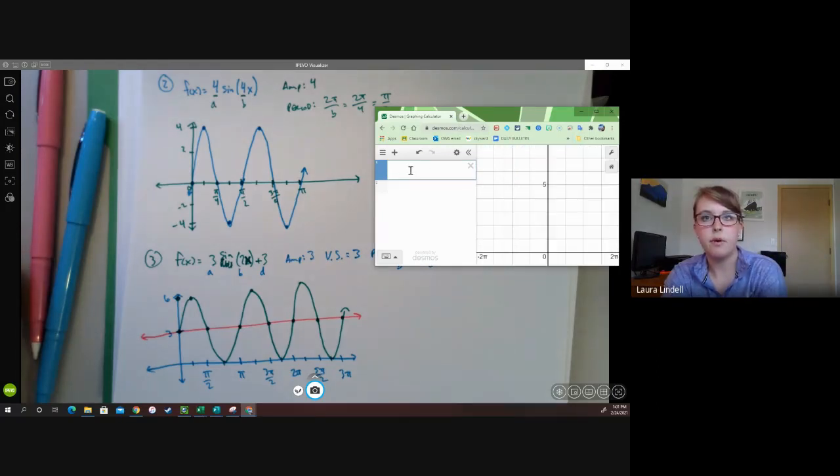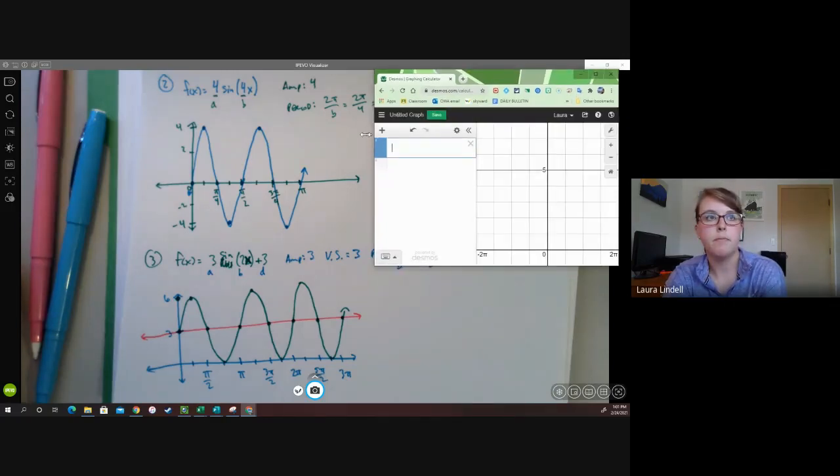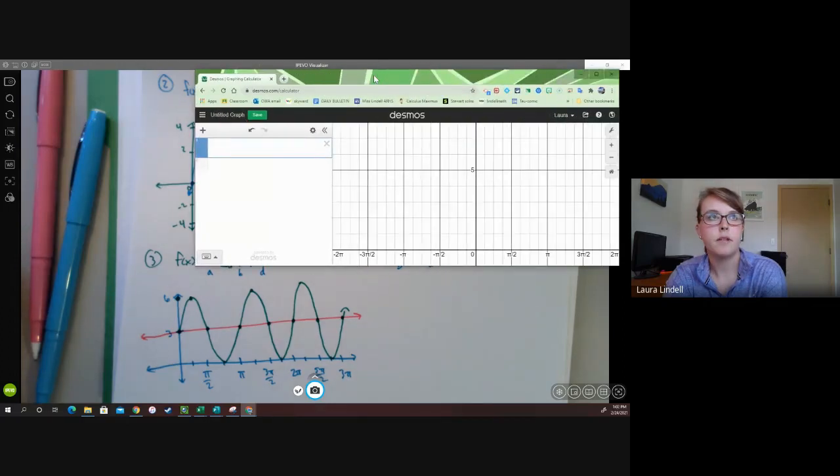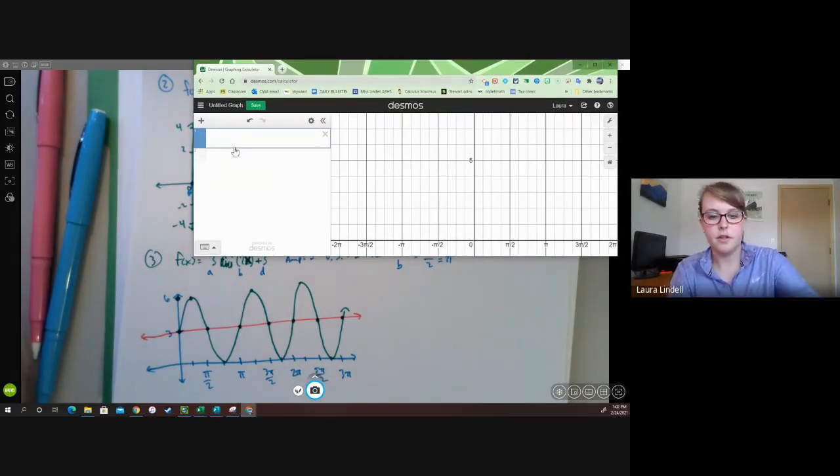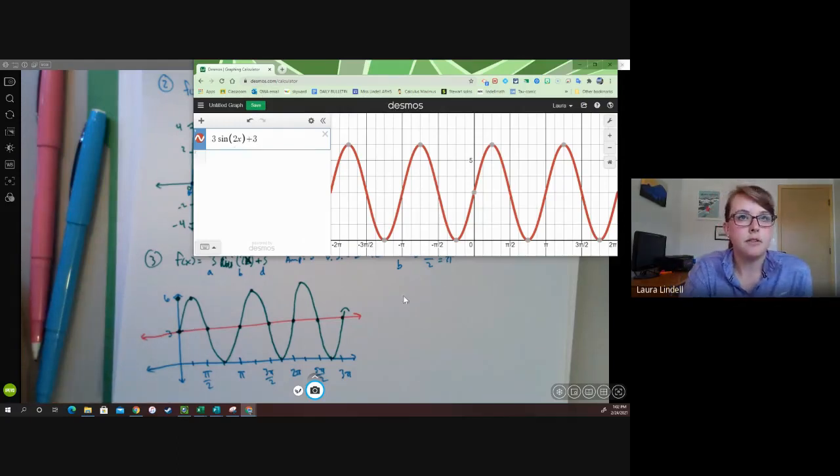Okay. And then we're going to type our function. And I'm going to make this a little bit bigger. So it was 3 sine 2x plus 3. And that does look like about what we drew. So that's a good indicator that we did something right. And so these are the points that it naturally gives you. It gives you the maxes and mins, but it doesn't give you where it hits the midline unless you graph the midline.